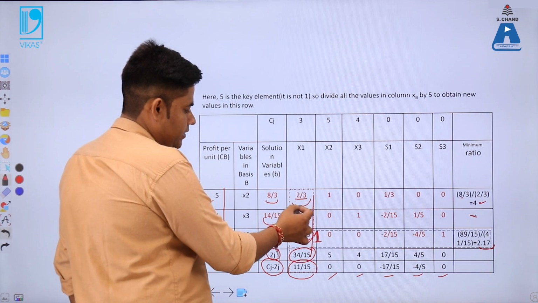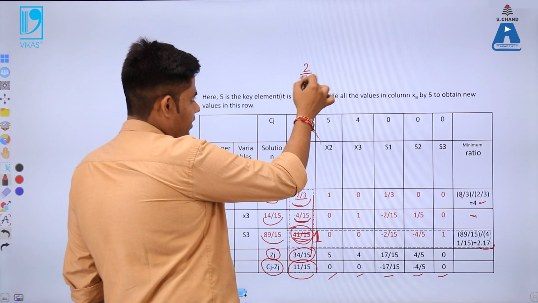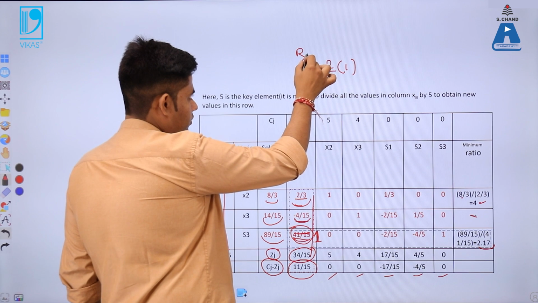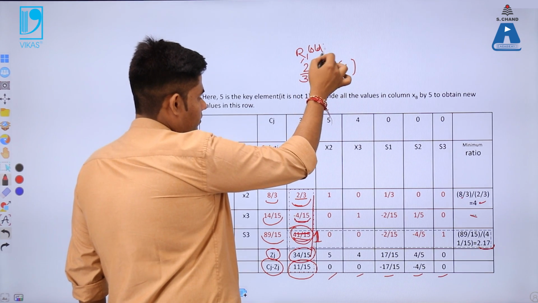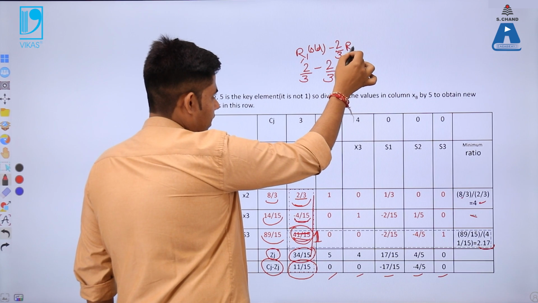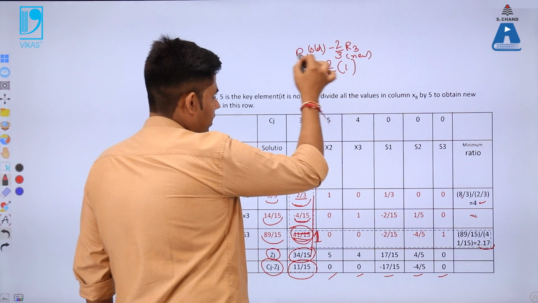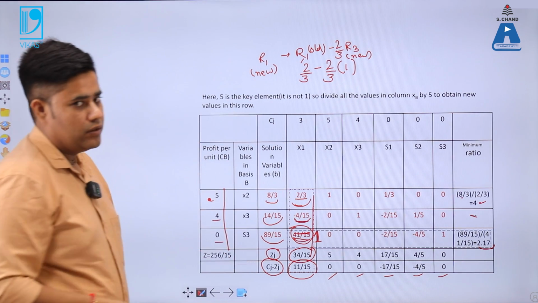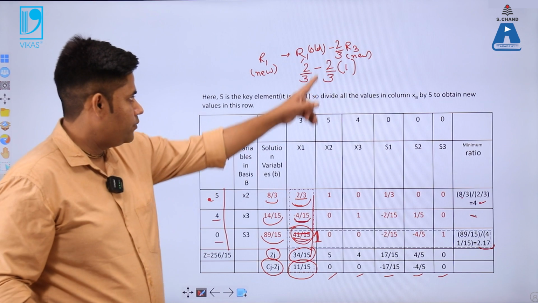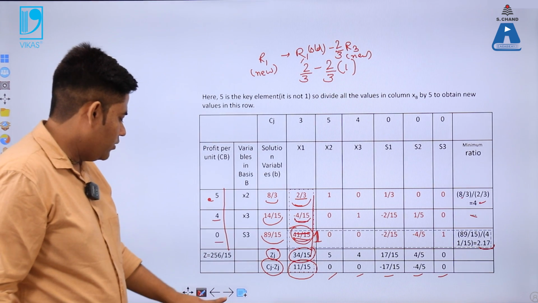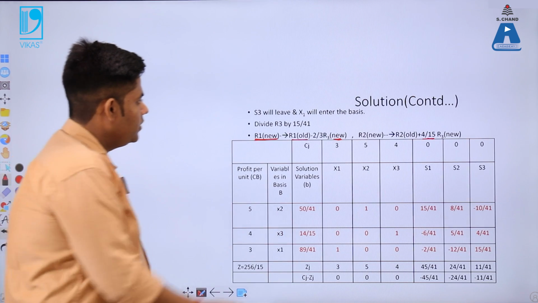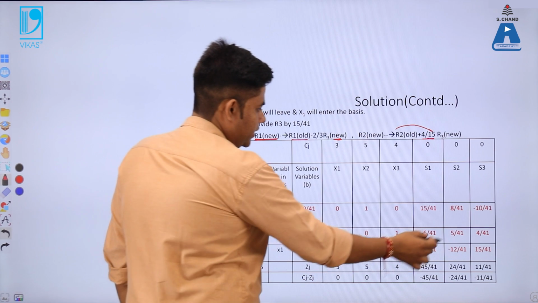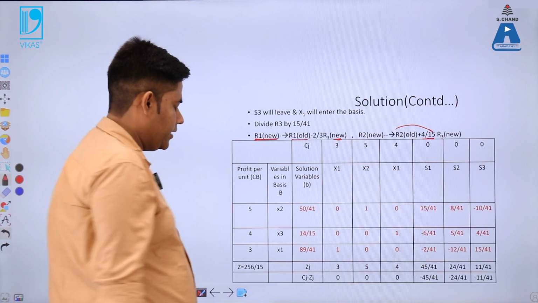So in order to make this 0, what is to be done? 2 by 3 minus 2 by 3 times 1. So 2 by 3 is your what row? R1, which is the old element, minus 2 by 3 times the R3, which is the new element. And here we want R1 new. So this is my row operation. Here this is already negative, so plus would come in that particular row operation. So here the row operation would be of the plus type, and after performing the row operation I'll get these elements which are highlighted in the red color.